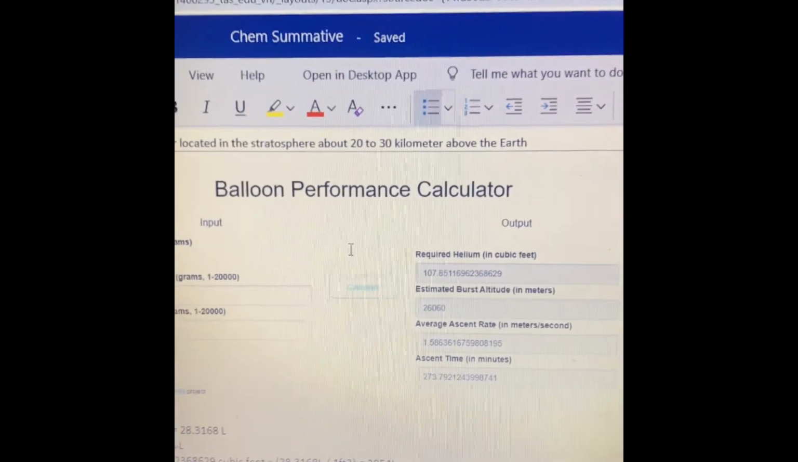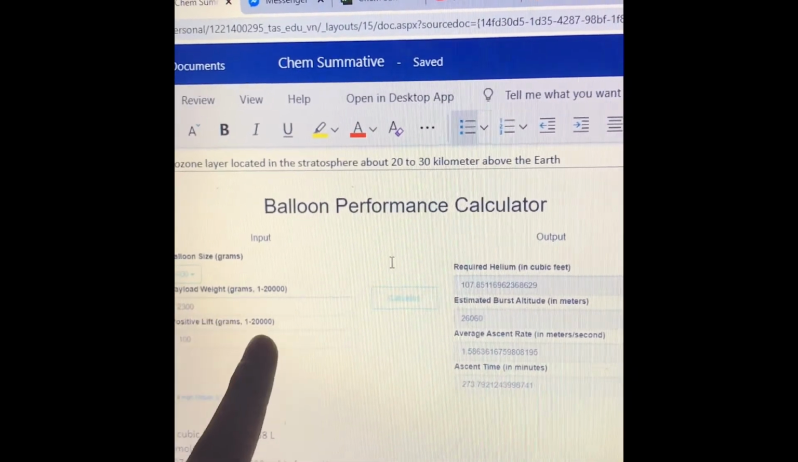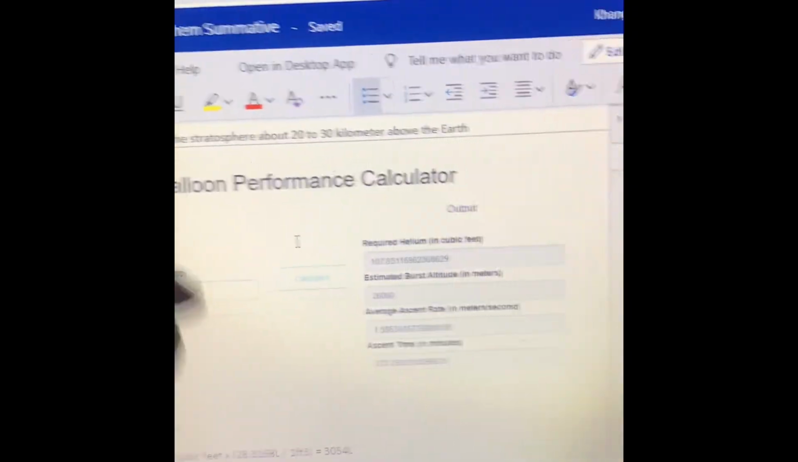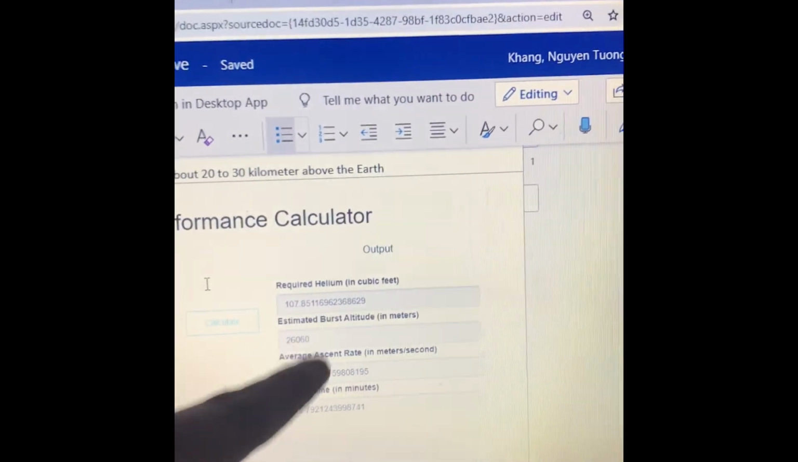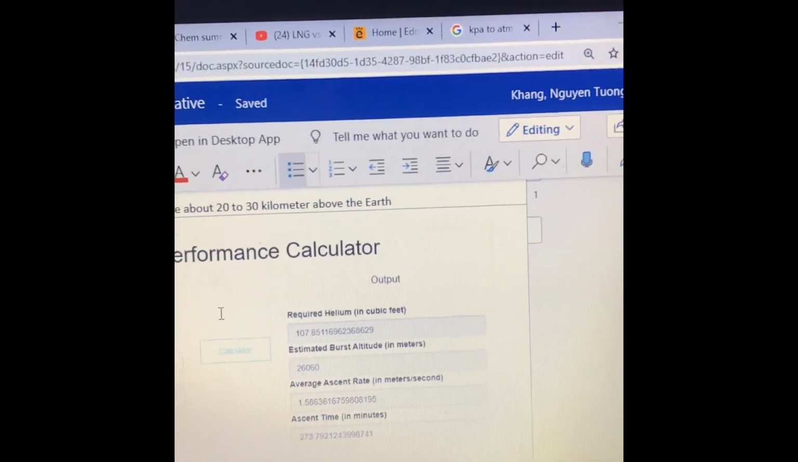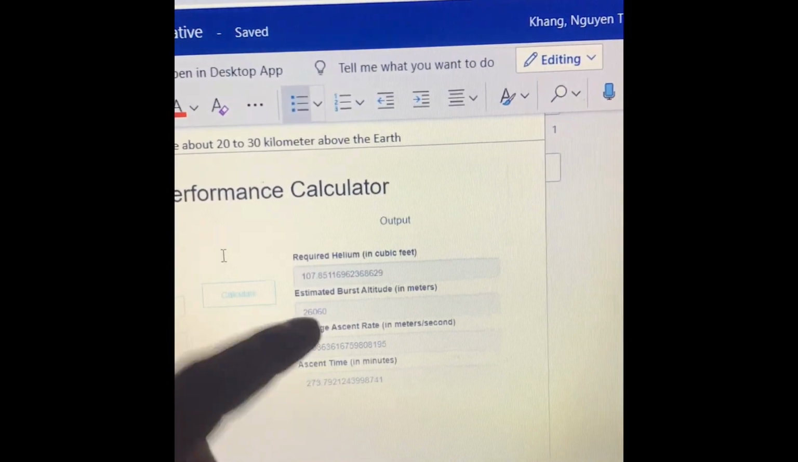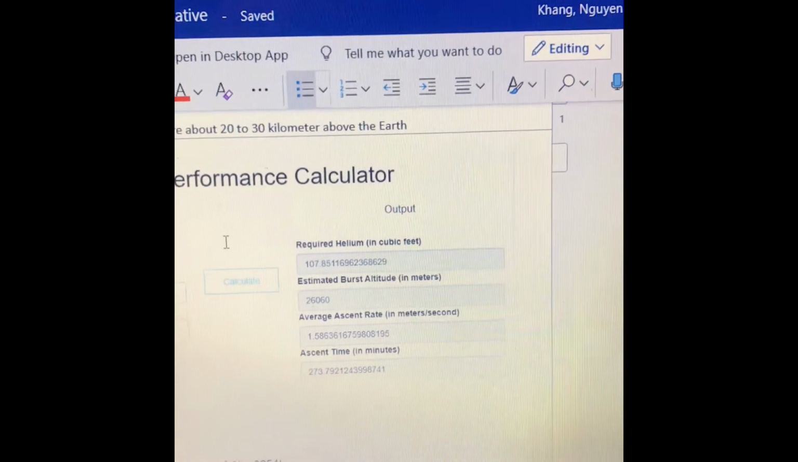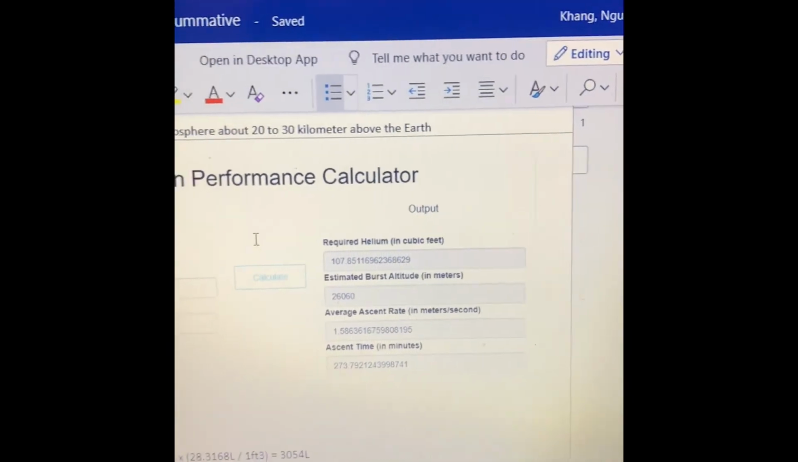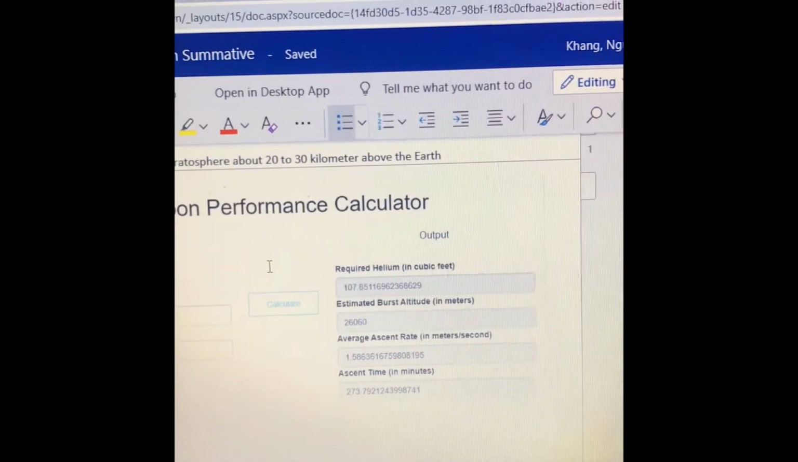I decided to make the balloon 600 grams in size, and I have a payload of 2300 grams, and I have a positive lift of 100 grams. The required helium that needs to go up is around 107.85 cubic feet, and the estimated altitude at which it will explode is around 26,000 meters. The average going up speed is around 1.58 meters per second, and the time that it ascends is around 273 minutes. Now the question asks how many moles of helium there are.